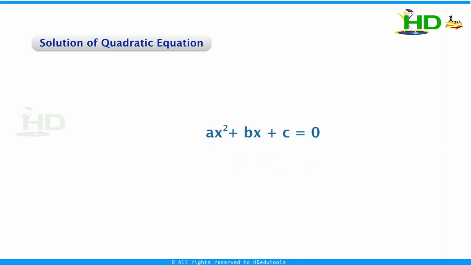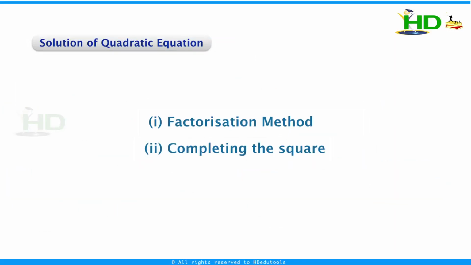We can find the solutions of a quadratic equation by three methods. The methods are: one is the factorization method, another is completing the square, and another is the quadratic formula. First, we discuss the factorization method.